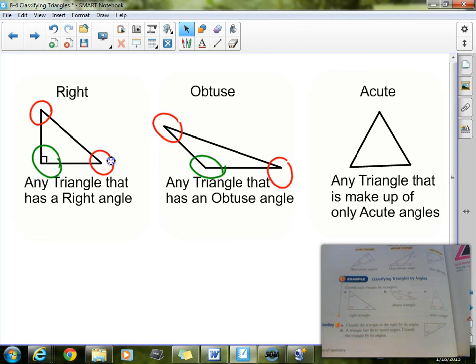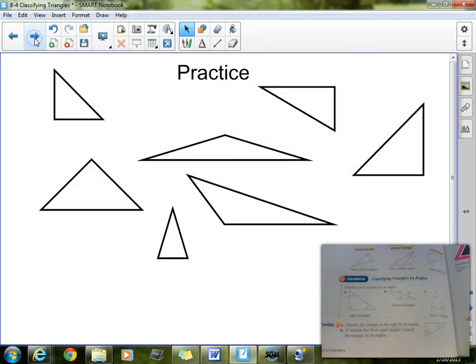Now, the way I always have practiced and told my students is go through the process and start with right. If it has a right angle in it, it's automatically a right triangle. If it has an obtuse angle in it, it's automatically an obtuse triangle. And then whatever's left is going to be an acute triangle. Now let's go ahead and practice a little bit. I have a couple of triangles here we're going to be using.